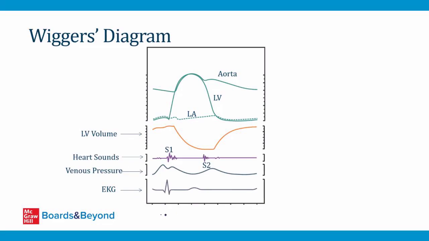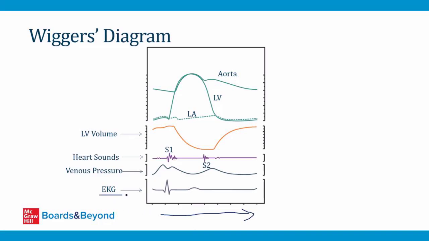So on Wigger's diagram, time is always along the x-axis, and what we're showing is one cardiac cycle, in other words, one iteration of systole and diastole as the heart goes through the cardiac cycle. And you can see the different things that are happening during the cardiac cycle shown on the diagram.